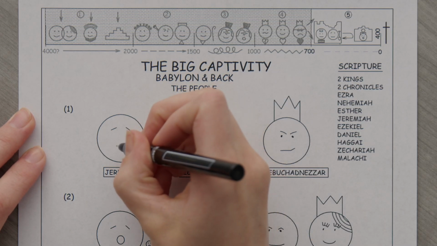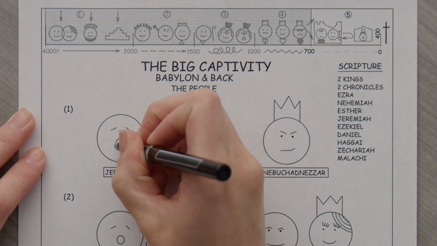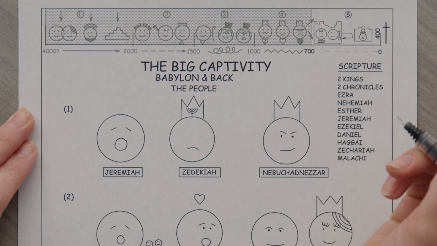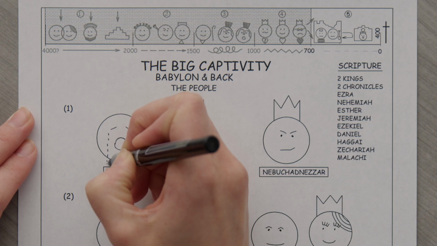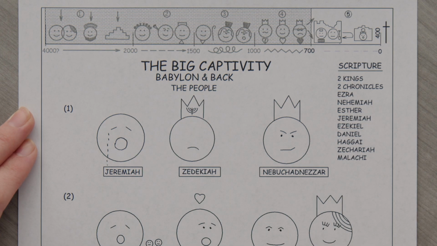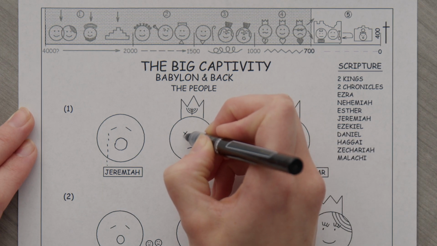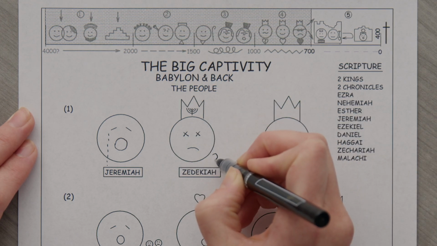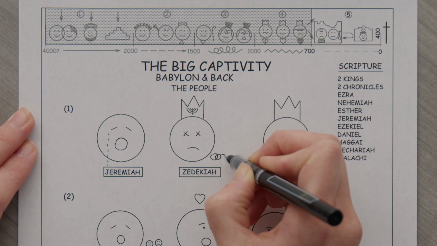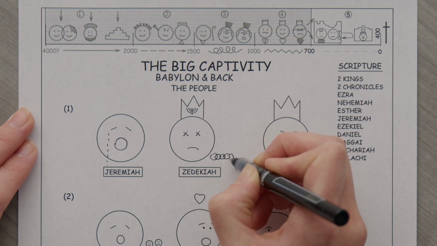First one, number one, is Jeremiah. Put an open mouth by him and tears coming down. He's known as the weeping prophet. Next to him is Zedekiah, and we'll talk about him more later as well. Put two X's for his eyes because his eyes were poked out, and put chains by him because he went into slavery.